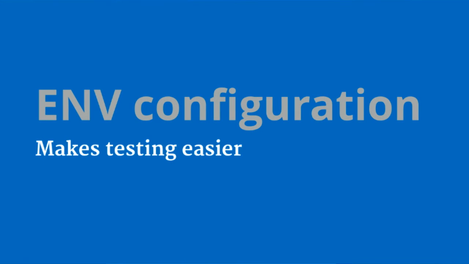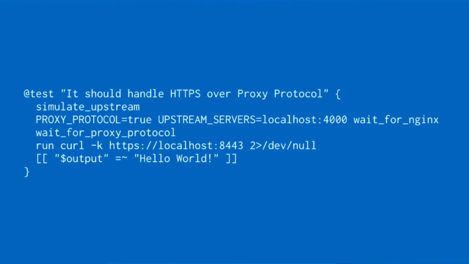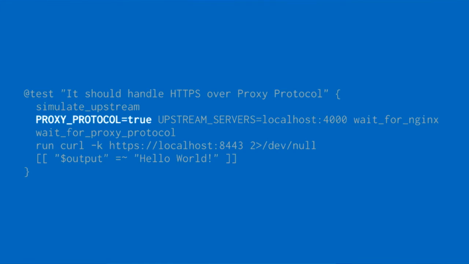There's a few advantages we see to configuration via environment. One is that it makes testing easier. As you might guess, we use bats to test functionality too. So when we want to test that our proxy protocol implementation is working, we can simply set that environment variable in that particular test. And if we're testing something else in a different test that requires just HTTP, we can set proxy protocol equals false.